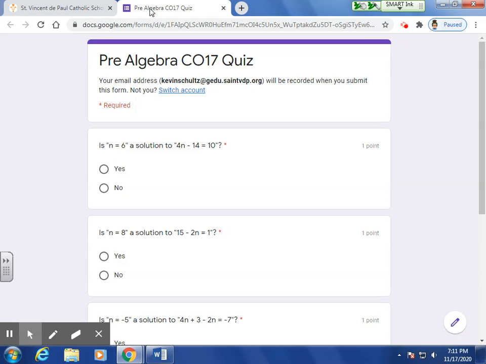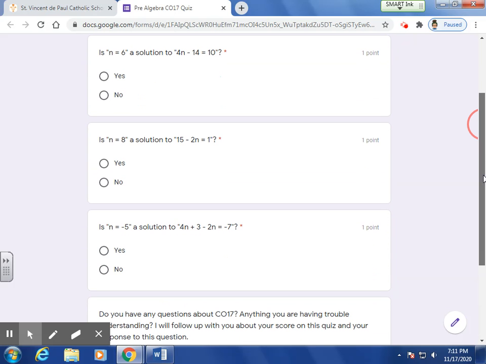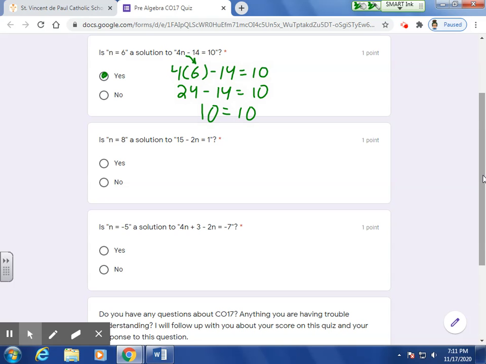So just briefly talking about this quiz from yesterday, it was 3 questions, and basically your answers were yes or no for all of them. Is n equals 6 a solution of 4n minus 14 equals 10? To determine whether n can be 6, we're going to rewrite the equation with 6 plugged in for n, because that's what we are testing. If n can be 6, then 4 times 6 minus 14 is going to equal 10. And 24 minus 14 does indeed equal 10. So this would be yes.